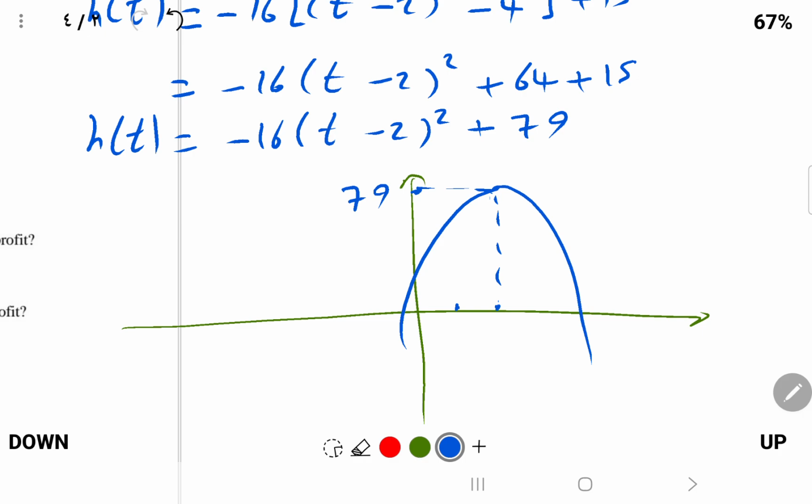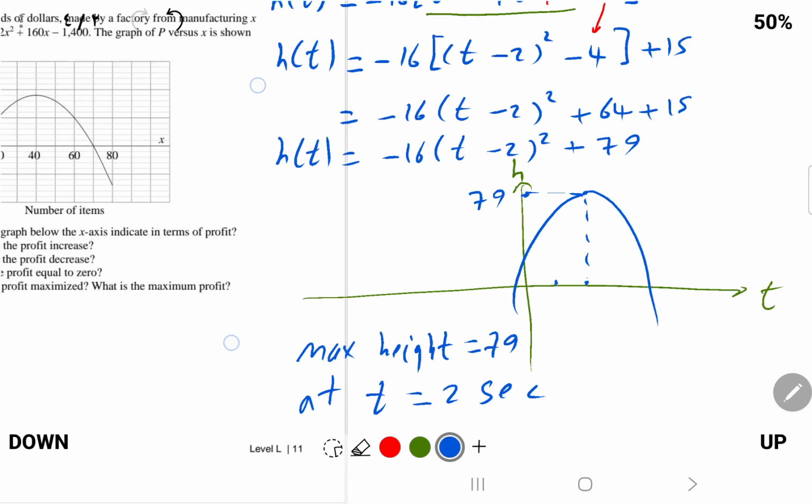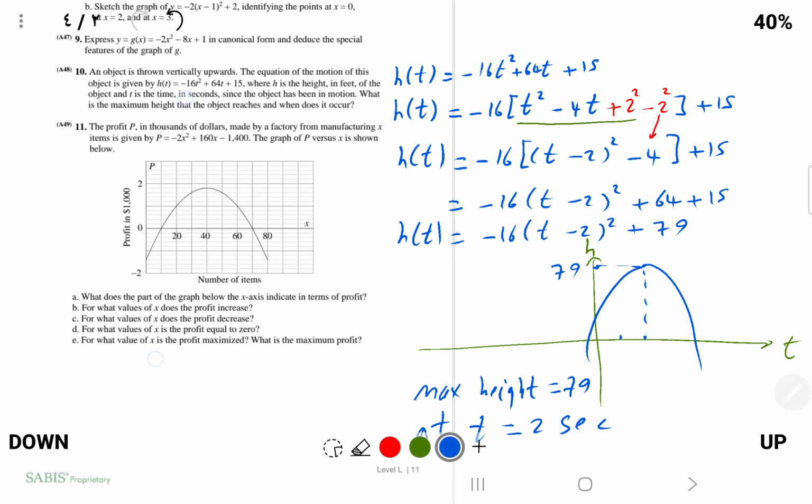So what's the maximum height? The question is asking you, what's the maximum height it can reach? Now here, this is the height axis. This is the time axis. What's the maximum height it can reach? The answer is: maximum height equals 79. And at what time does it occur? At t equals 2 seconds. And these are the answers to this question. Thank you very much indeed for watching my videos.